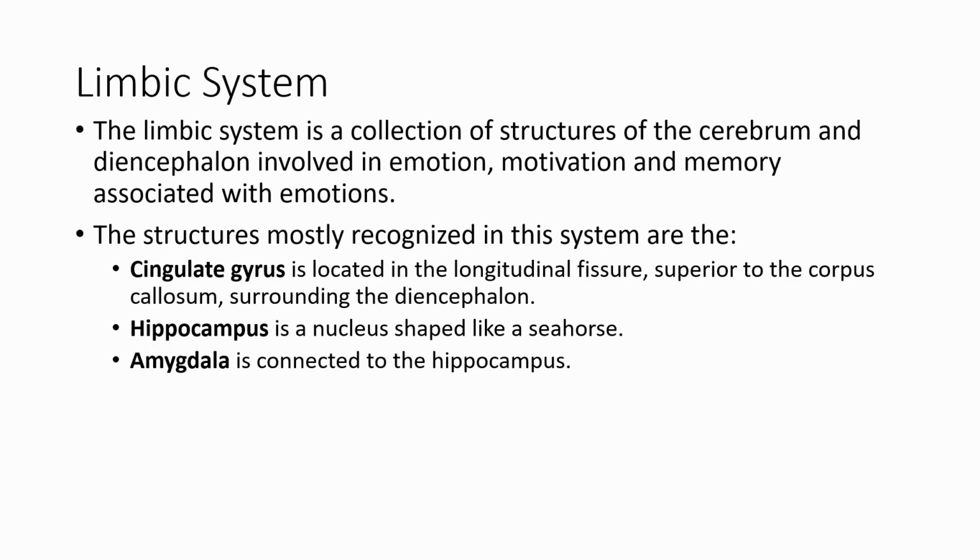And so there's a few main components that are recognized in the limbic system. The cingulate gyrus, this is located in that longitudinal fissure, right? So that one that lines the entire cerebrum from front to back. This is going to be just above that corpus callosum and is kind of over the top of the diencephalon. The hippocampus, which is a little nucleus of, remember those gray matter nuclei, it's shaped like a seahorse, and the amygdala, which is connected to the hippocampus.